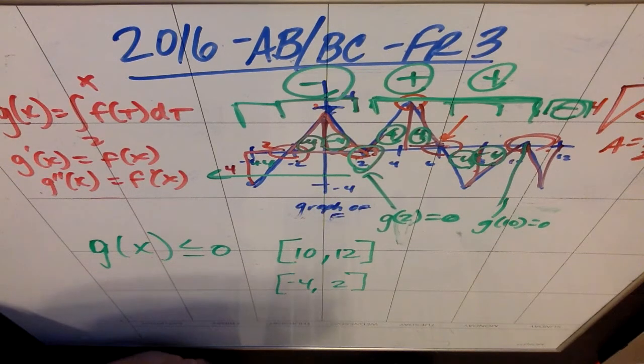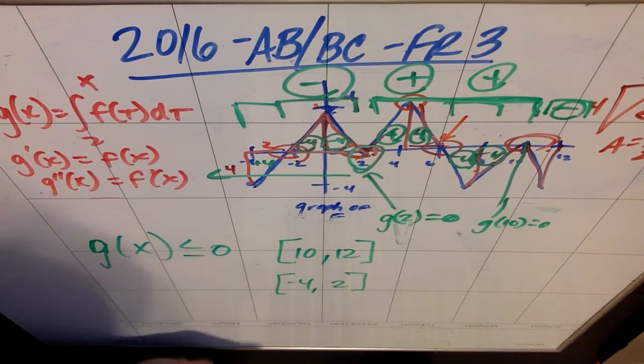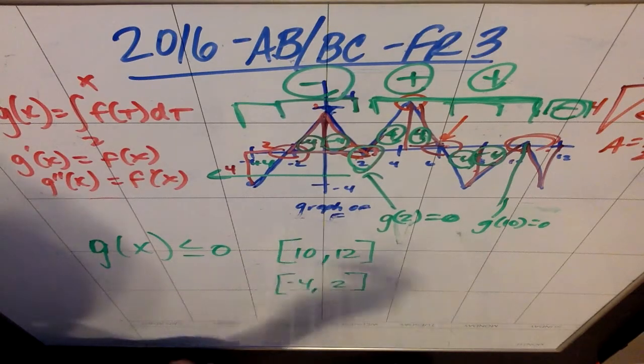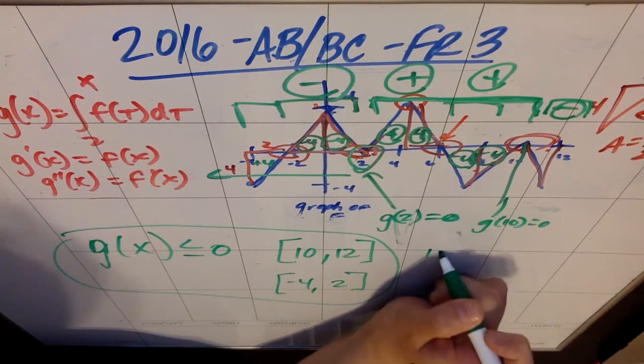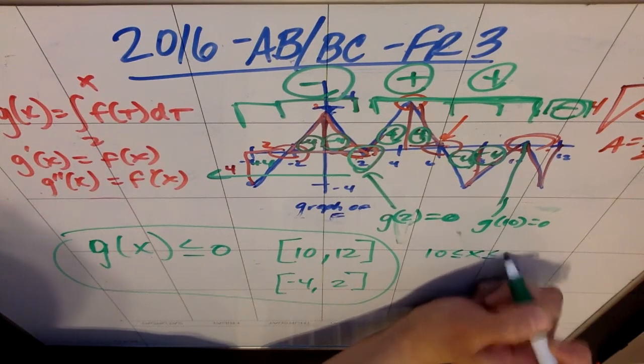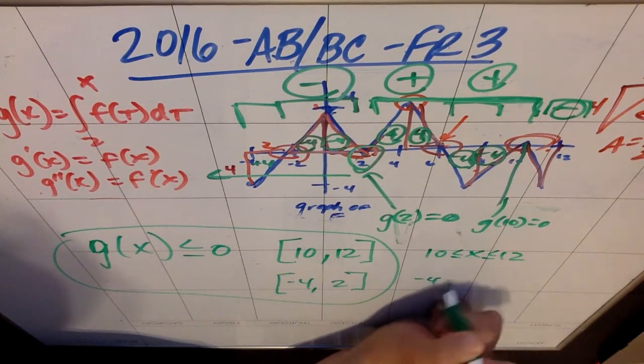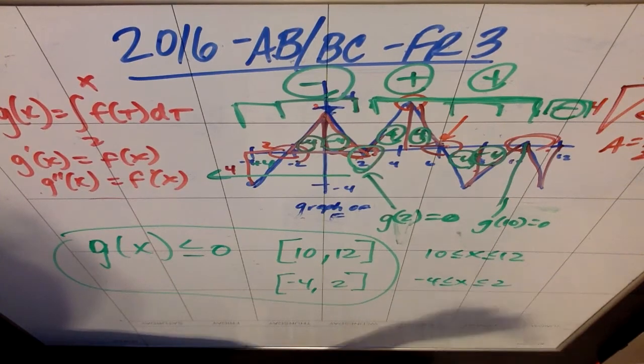They specifically asked for the intervals, because someone could make an argument, oh no, 2's included, and 10's included. Nope, all good. Those are the intervals. So the AP would take it either this way, or if you like this notation, 10 is less than or equal to x is less than or equal to 12, and negative 4 is less than or equal to x is less than or equal to 2. The end.